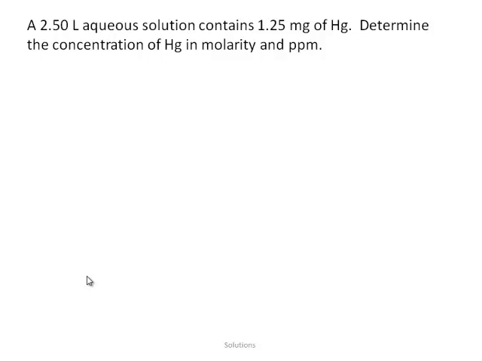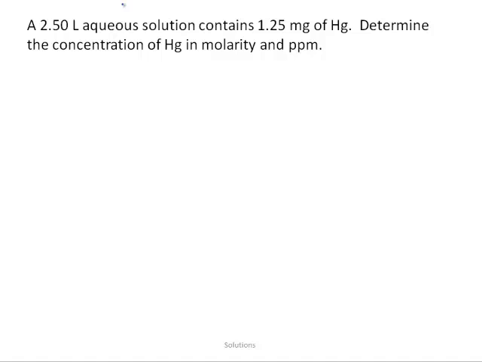Let's say we have an aqueous solution that contains 1.25 milligrams of mercury in 2.5 liters of aqueous solution. Let's calculate the concentration in molarity and parts per million.